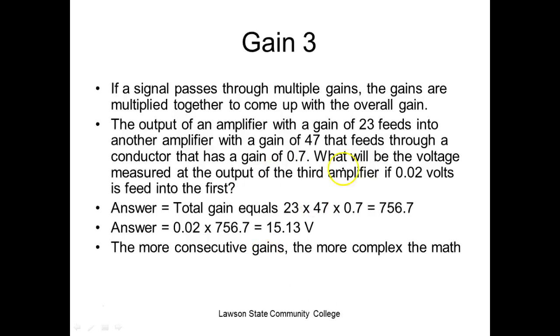And then it says what would be the voltage measured on the output of 3 amplifiers if 0.2 volts is fed into the first. So what I would do is take this, multiply it by the overall gain of the system, and then that'll give me the output. Are you okay? The more complex the gains, the more complex the math.